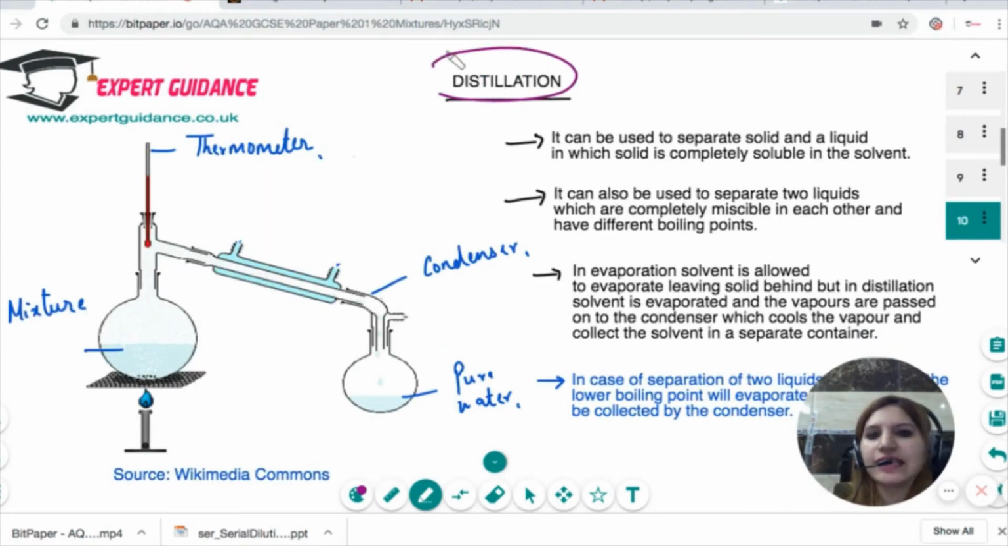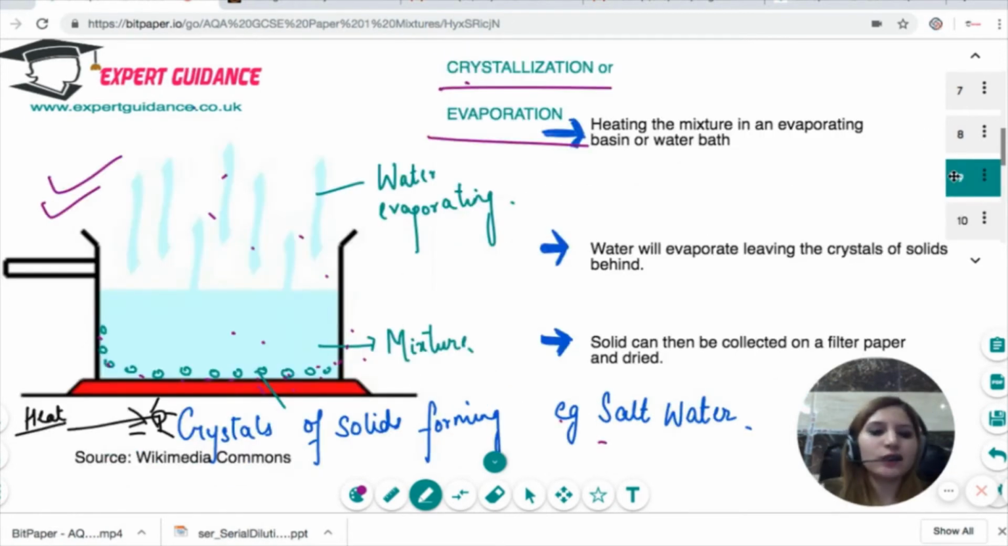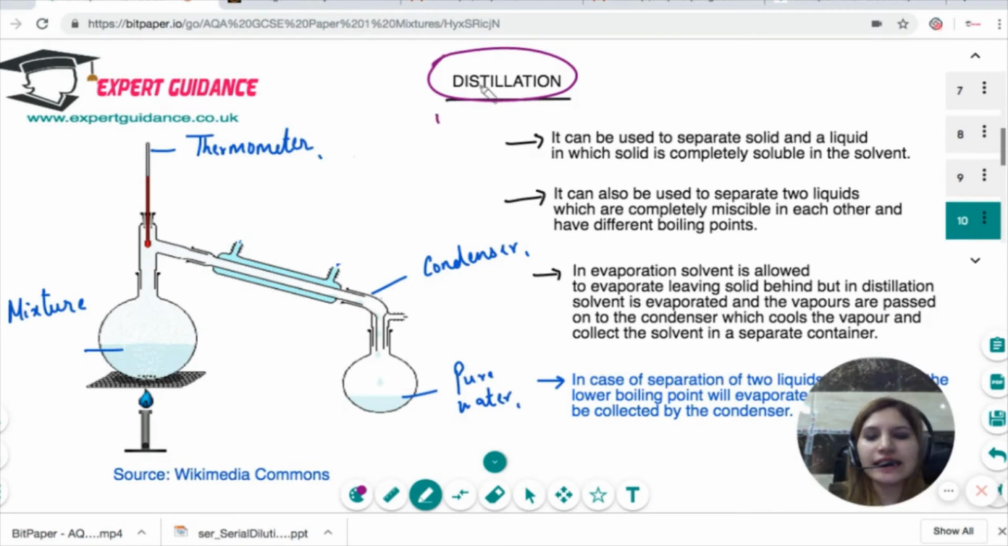Next is the distillation technique. Now, in the previous technique, you can see that the water has been evaporated. But if we use a mechanism in which we collect these water vapors, condense them and collect them separately, then in this way we can get both of these components. So the next technique is distillation. It can be used for a solid and a liquid, or for mixtures of two liquids which have different boiling points. You heat the mixture. The component which has the lowest boiling point will evaporate. Once it evaporates, it collects in the condenser. The condenser cools it, and then you can have this component separated in a separate beaker or flask.